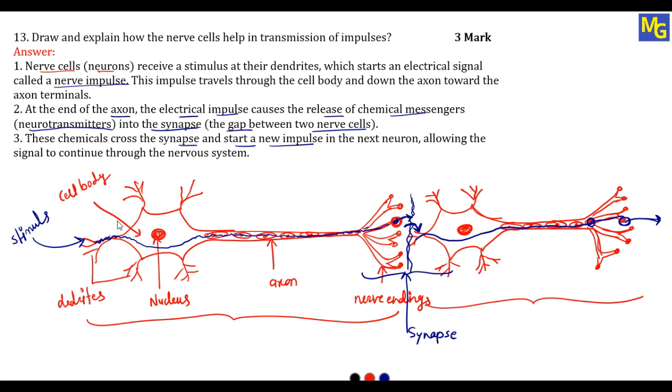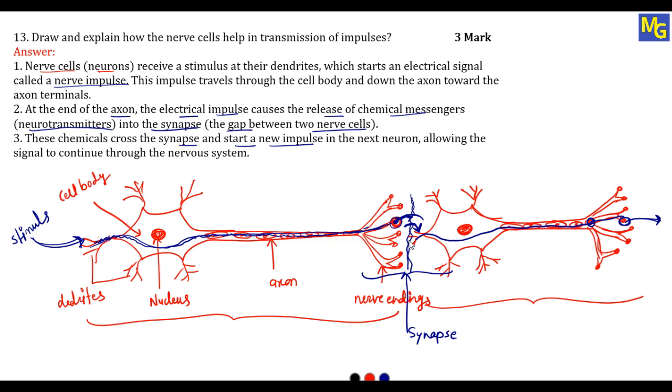So remember, as I told, I am repeating once again. First the stimulus will be taken by the dendrites. It will be converted into an electrical signal called a nerve impulse. The nerve impulse will travel from the dendrites to the cell body, then to the axon until the axon ending. Once they reach the axon ending, they release some chemical messengers, which are called neurotransmitters. These chemical messengers will travel across this gap. Gap means synapse. Once they pass this gap, they contact the dendrites of the next neuron.